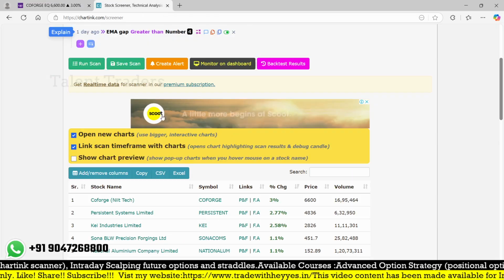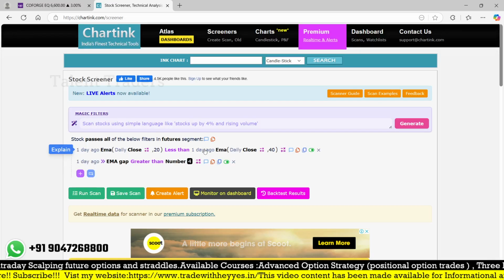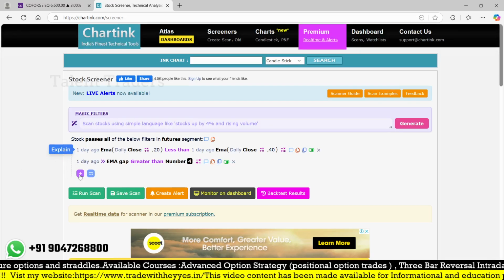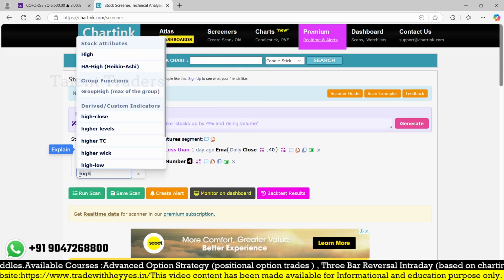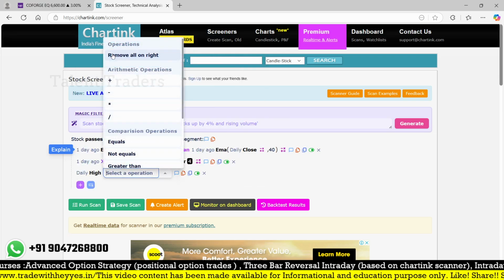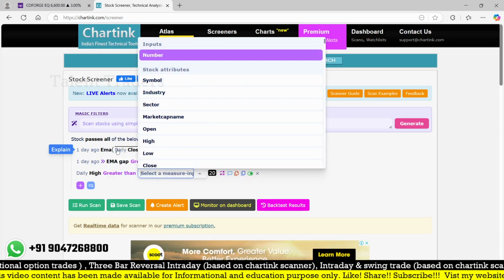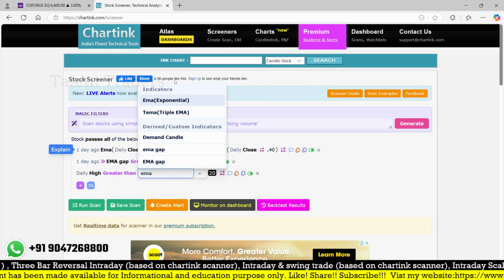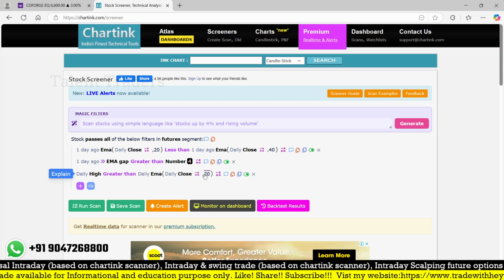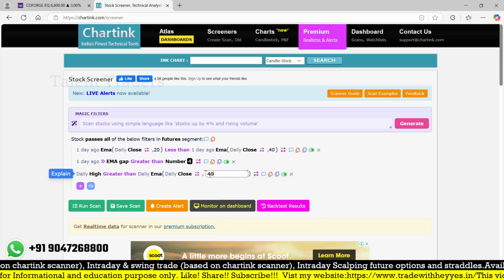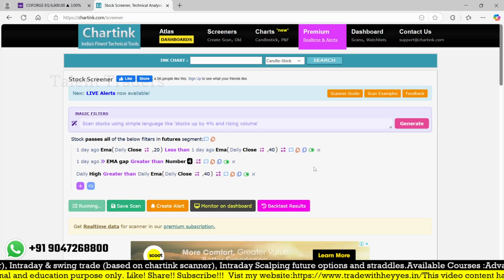And let me add a percentage condition. We have added 4%, and we want to check the high of this particular candle. The high of that particular today's candle must be greater than EMA 40, because that higher level is EMA 40 only. So let me add it.